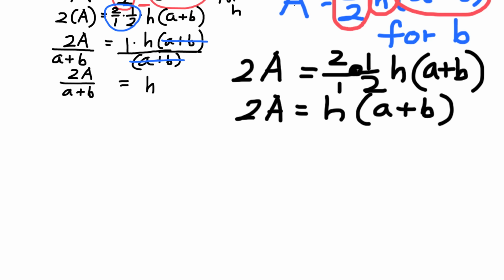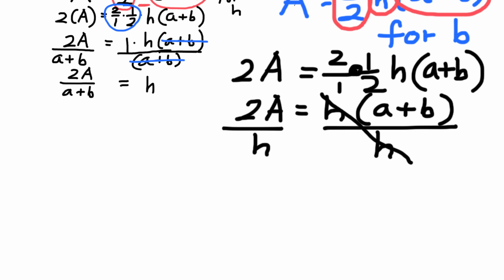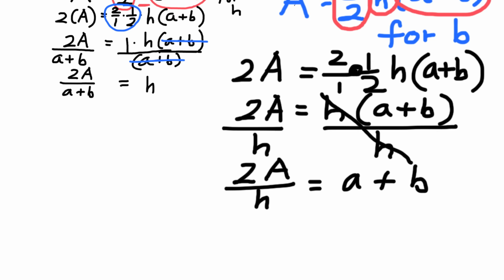Now you think, oh no, I gotta get rid of that a. Well, we will eventually. Let's just take things one at a time. So now to get rid of the h, let's just divide by h. We gotta do it to both sides. There goes the h. So now we have 2a divided by h equals a plus b. Now I can let go of the parentheses because I don't need them. I just use them to separate things.